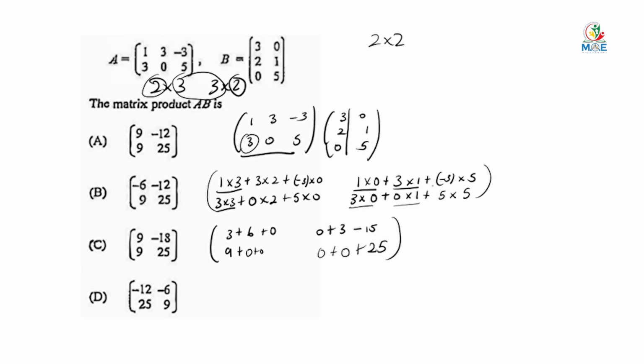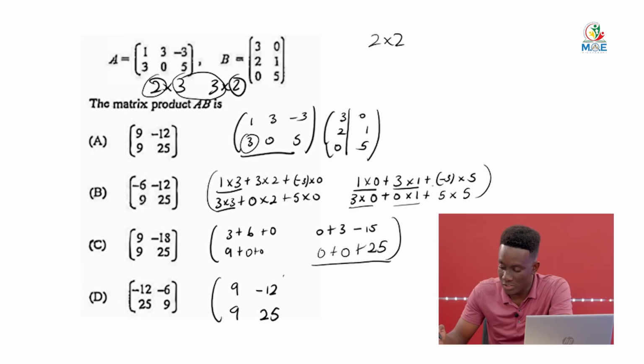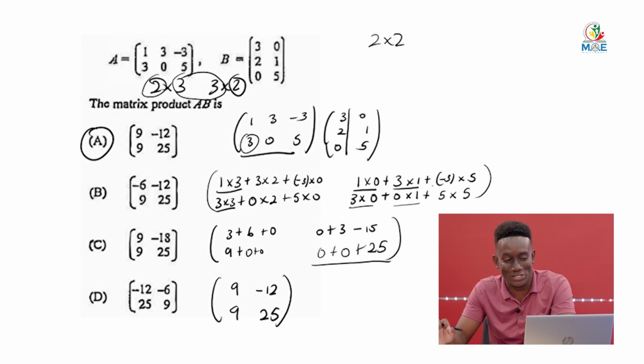And we know 3 plus 6 plus 0 would be 9. 3 minus 15 would be -12. 9 plus 0 would be 9. 0 plus 25 would give me 25. So we see the answer is 9, -12, 9, 25, which is A. So we had to do some work for this question.